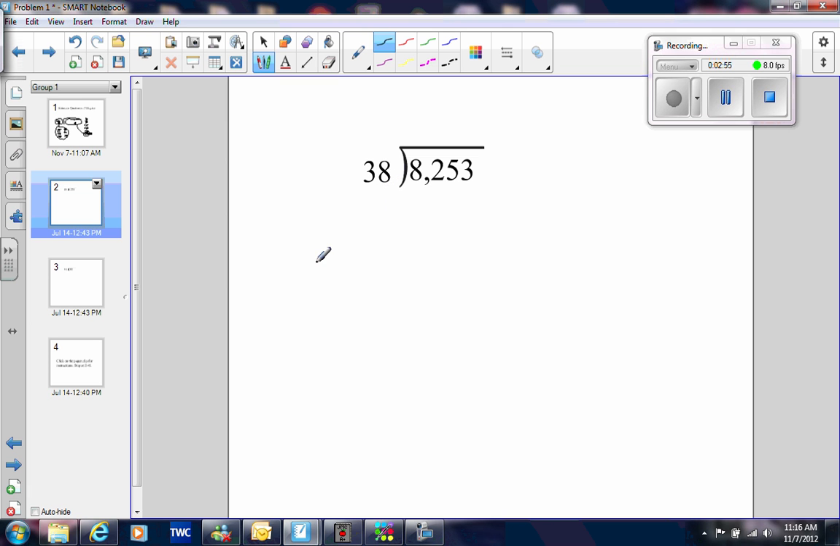38 is quite close to 40. So I would just round to 40. And then inside, I'm going to choose a compatible number that goes with 40 well, that ends up being close to 8,253. So again, I start going through the multiples of 40. 40, 80. So I find 80. That's actually quite close to 82. So 80 would be a good compatible number to use with 40.